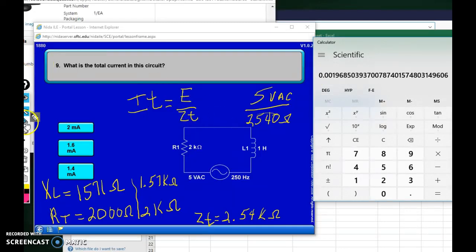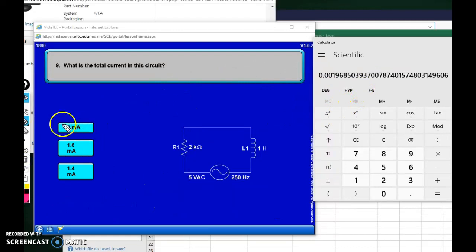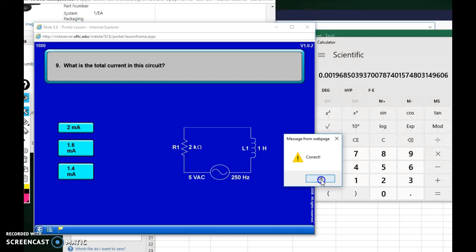We'll come over here and change that. I've got to move this decimal 3 places. Right at this moment my decimal is right here, so I'm going to move it 1, 2, 3. And that gives me 1.968 milliamps right here. Or if I do some rounding, 2 milliamps. So according to this, my answer should be 2 milliamps. Let's get rid of this stuff, click on 2 milliamps, and see if we're right. So there we are.